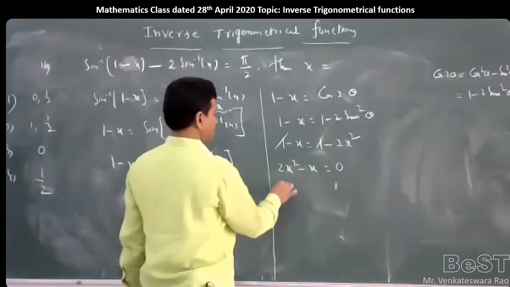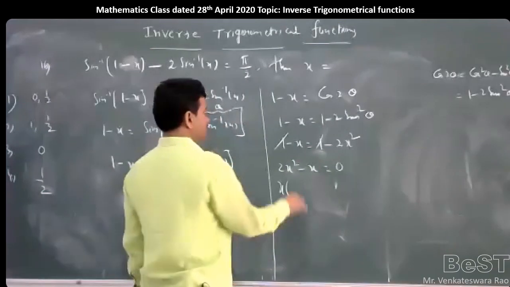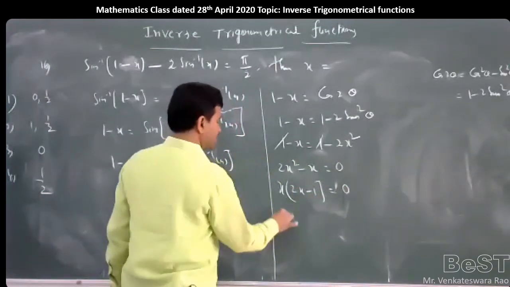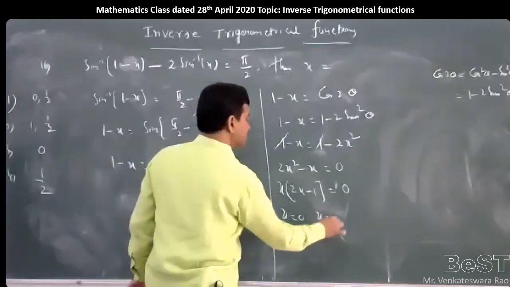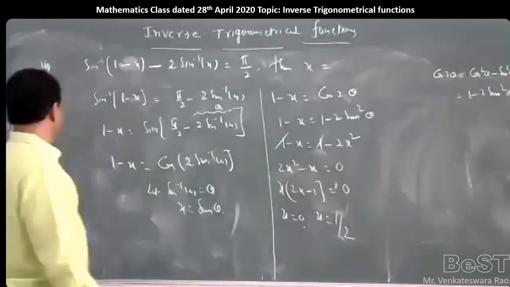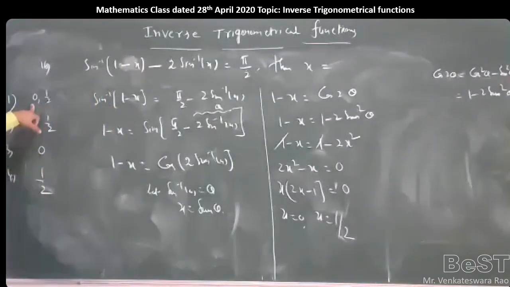Taking x common, 2x minus 1 is equal to 0. So x is equal to 0 is one value, and x is equal to 1 by 2. Simply, what you will do is tick the first option. 0, 1 by 2 is there, so in that you will tick the first option.